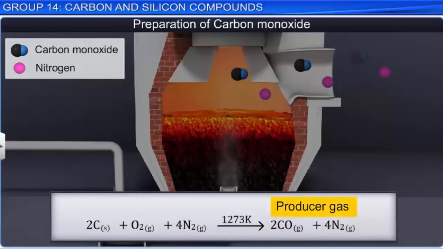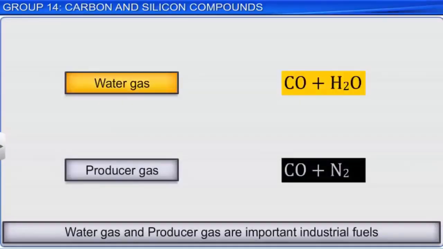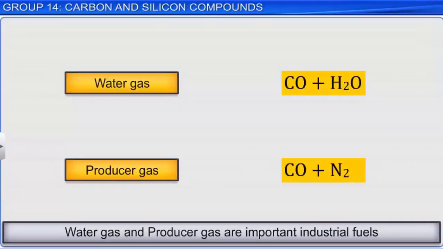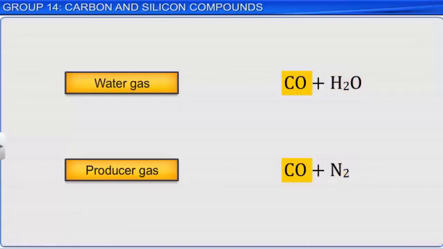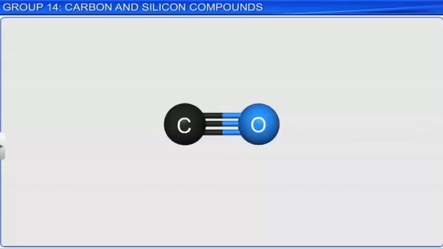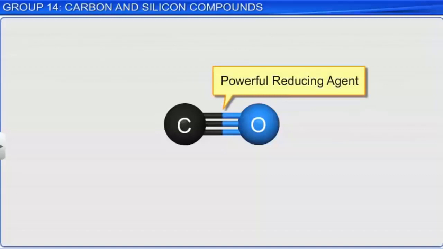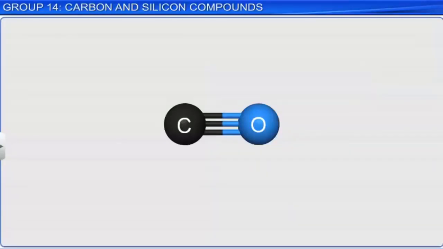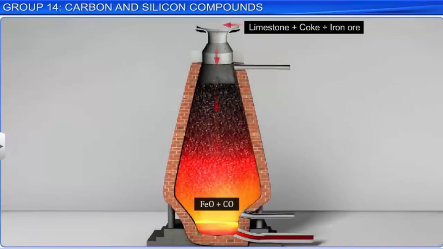Water gas and producer gas are important industrial fuels. The carbon monoxide in these mixtures can undergo further combustion. This produces carbon dioxide and liberates a great amount of heat. Carbon monoxide is a powerful reducing agent. When exposed to metal ores, it reduces most of them to the elemental form of the metal.